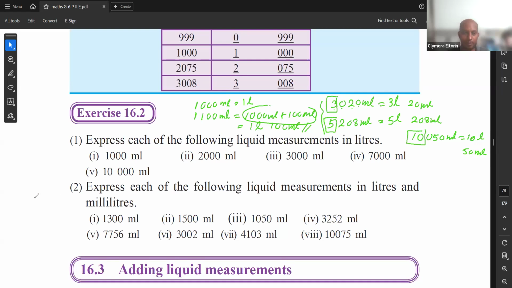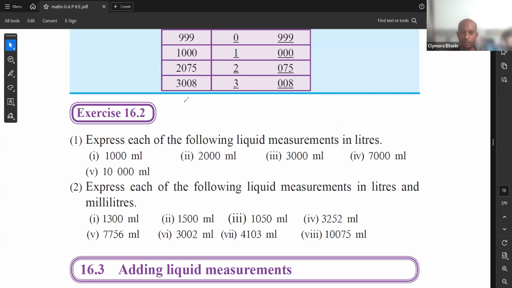Okay, these things you don't need to copy. Okay, 5,620 milliliters. How do we do that one? 5 liters and 620 milliliters. If there are 12,070 milliliters, how do we do that one? There are 12 thousands. So here you can write 12 liters and 70 milliliters. Did you get it? That's the easiest way. You don't need to copy this.